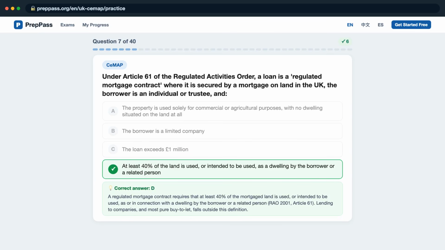A regulated mortgage contract requires that at least 40% of the mortgaged land is used, or intended to be used, as or in connection with a dwelling by the borrower or a related person. RAO 2001, Article 61. Lending to companies, and most pure buy-to-let, falls outside this definition.